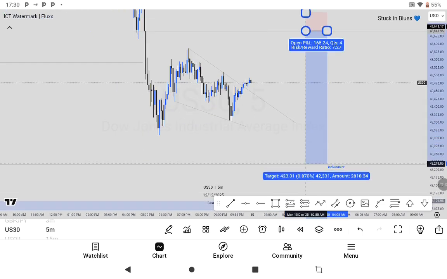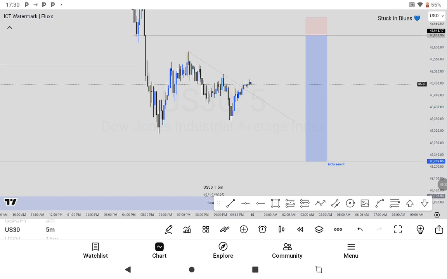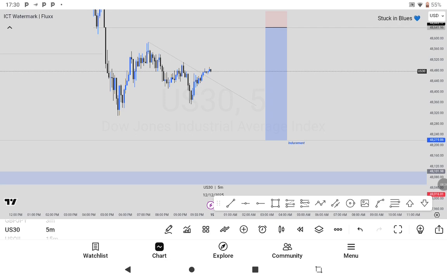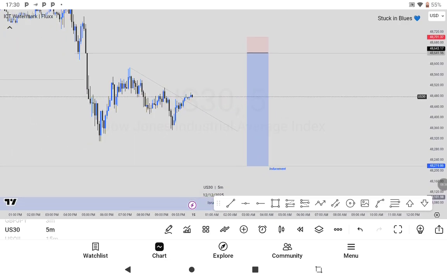But since you all know that I target the nearest high or low, that's why I put that entry there. That will give me like 1 to 5. Then this will give me like 1 to 7.27 risk to reward ratio. So this is what I will be expecting. This will be my first trade for US 30.